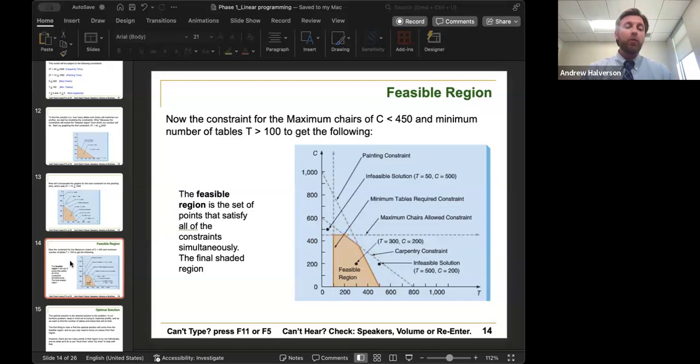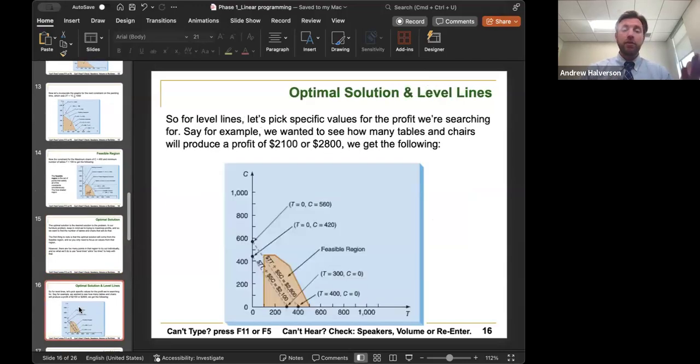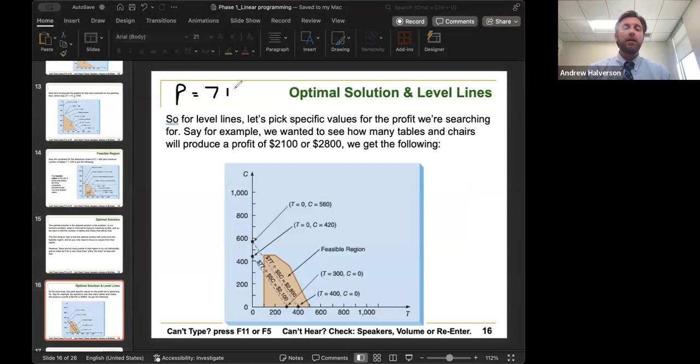So how are we going to determine which one is the solution? We're going to do what we call level lines. Essentially, what we're going to do is we're going to take the profit line, take different values of profit, and see what line that gives us. Okay, so here's an example. Remember what the profit function is. Profit, P, is equal to 7T plus 5C. Okay, so what you do is you pick a value of profit. What value? Doesn't matter.